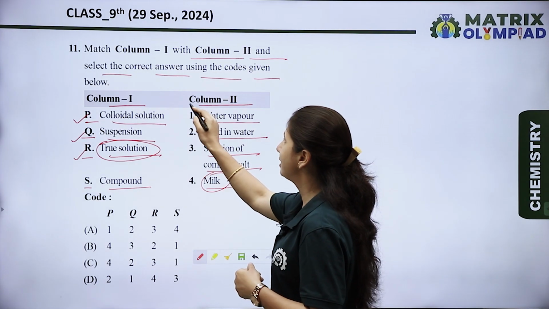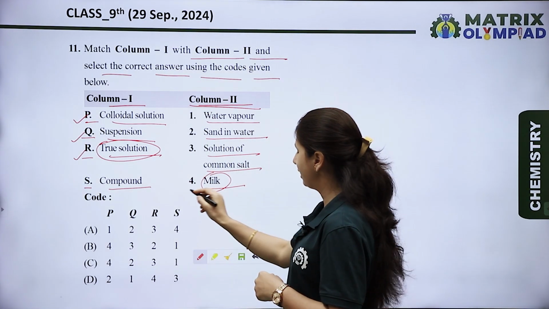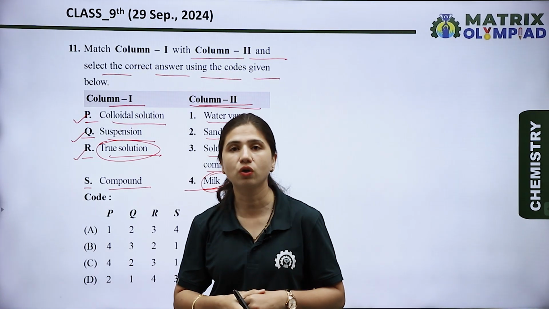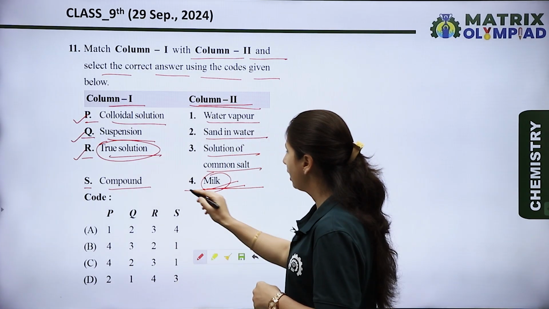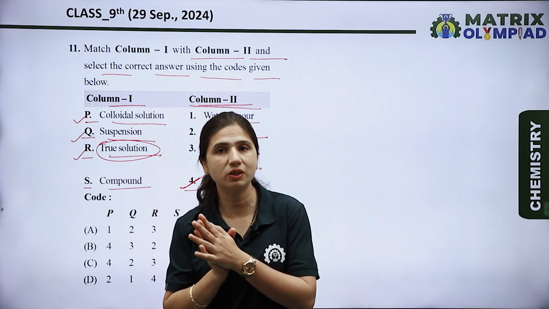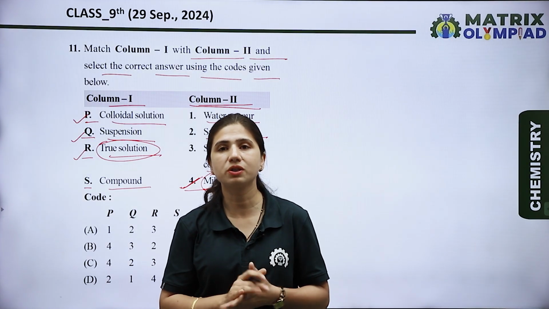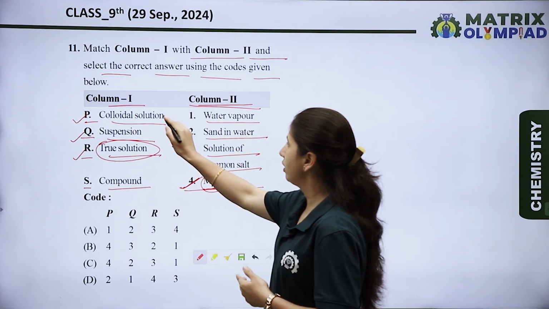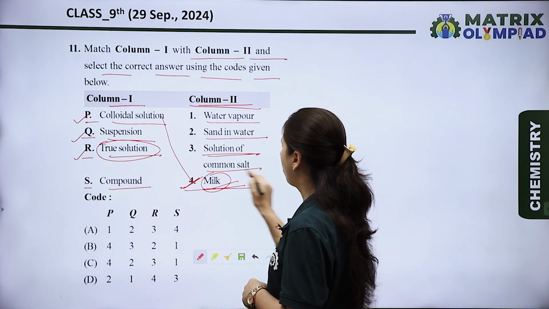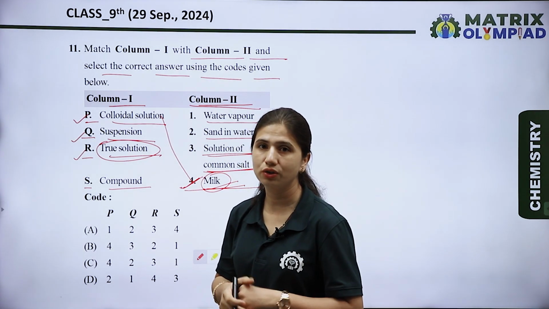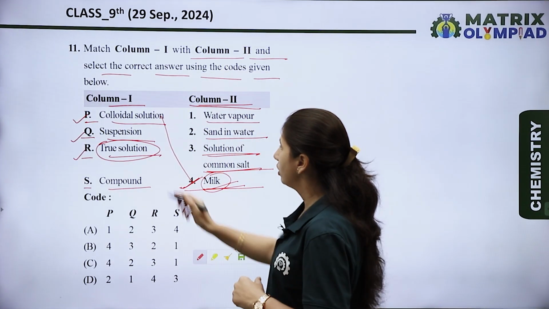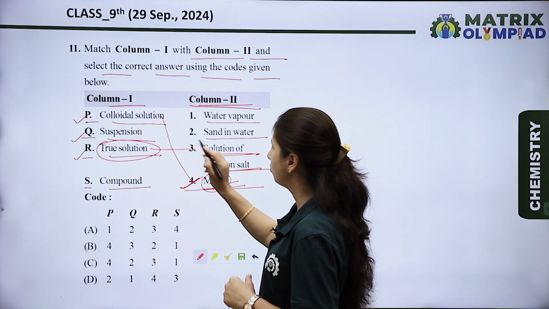Okay. Now let's discuss column 2. Let's discuss option 4, milk. Milk is an example of a colloidal solution, and milk is an example of an emulsion. In an emulsion, liquid plus liquid, which means the dispersed phase and dispersion medium are both present in the liquid state. So the colloidal solution P is matched with the 4th, milk. Now let's see the solution of common salt. Solution of common salt is a true solution because the size of the particle is less than 1 nanometer. So the true solution, R, is matched with the 3rd option.